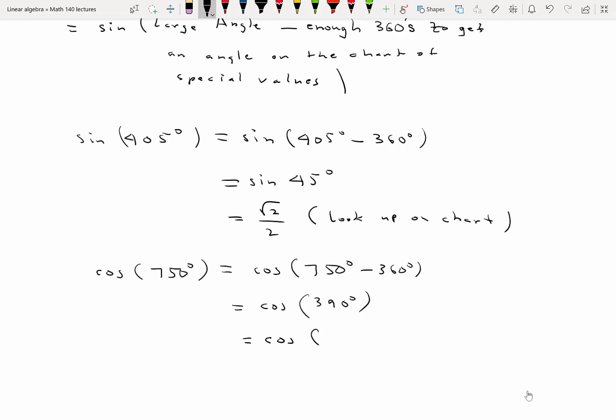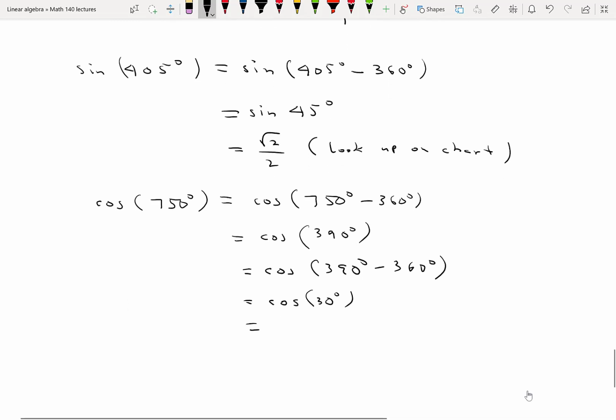So this is equal to cosine of 390 minus 360. You can add or subtract any number of 360s without affecting the value of any of the trig functions. Trig functions of coterminal angles are equal. 390 minus 360 is 30. Cosine of 30 is radical 3 over 2, right off the chart of special values. I drew no triangle, virtual or otherwise. I drew no angle. All I did is use the fact that trig functions of coterminal angles are equal.